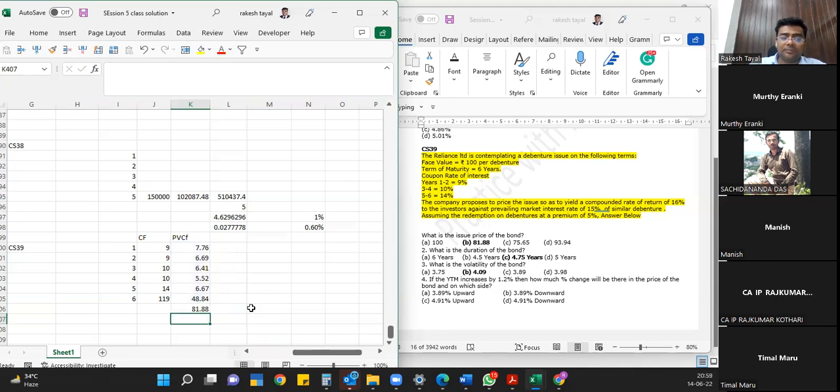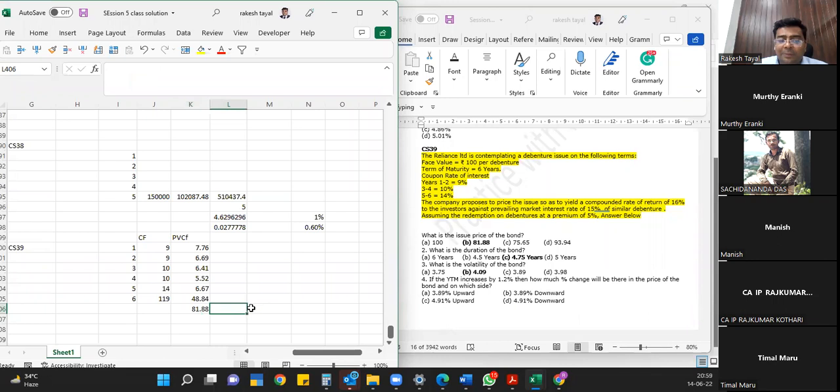What is the catch here? The company proposed to price the issue so as to yield a compounded rate of return of 16%. Compounded is always the case, right? So invest to the investor against prevailing market interest rate of 15%. Reliance says I will give 16% compounded rate of interest, the market is at 15%, but I will value at 16. So if I value at 16, my price will be lower than the market, and I will also give you a 5% debenture premium. So my issue price at 16% discount will be 81.88.